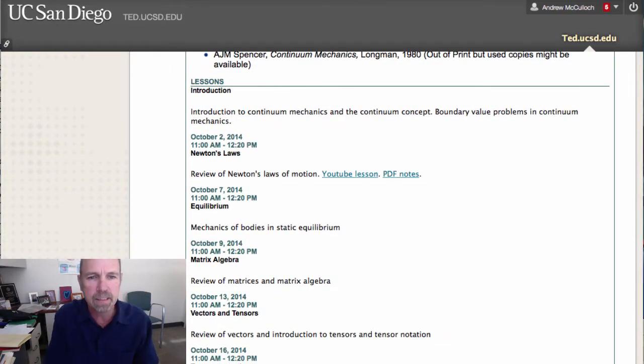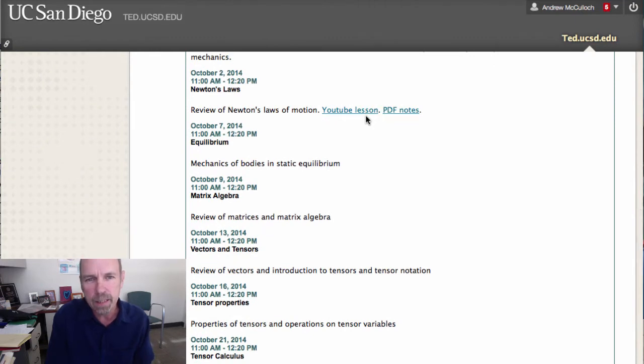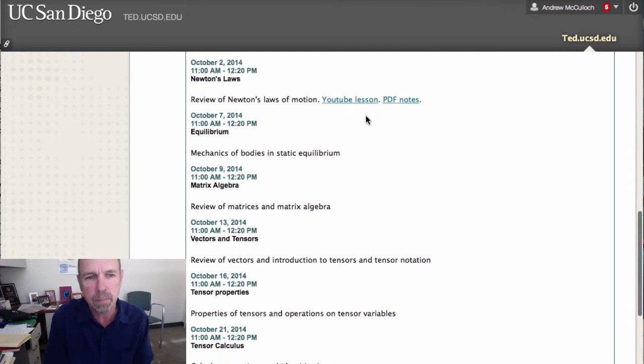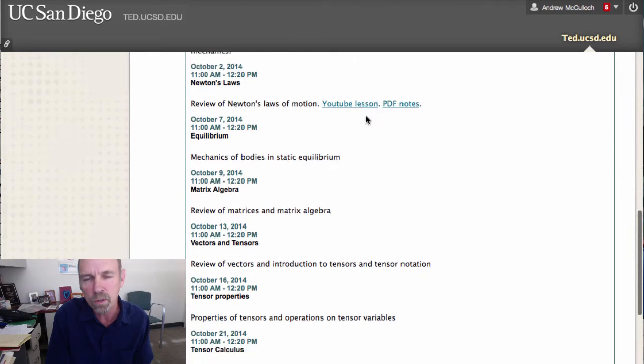So here, scrolling down, are the topics that we'll be covering during the quarter. We'll start with an introduction in which we'll talk about the continuum concept, what a continuum means, and what constitutes a continuum mechanics problem. Before we can get too deeply into the subject matter, we really need to review Newton's laws of motion and the free body diagram so we can work on some basic problems in mechanics, because although continuum mechanics is different from statics and dynamics, it builds on the equations that we used in statics and dynamics.